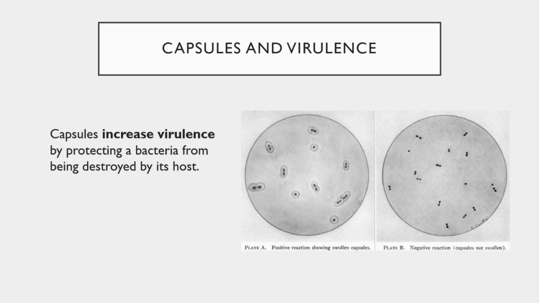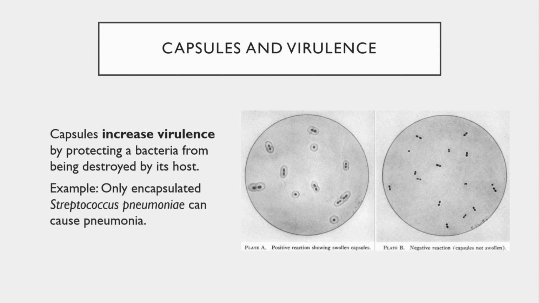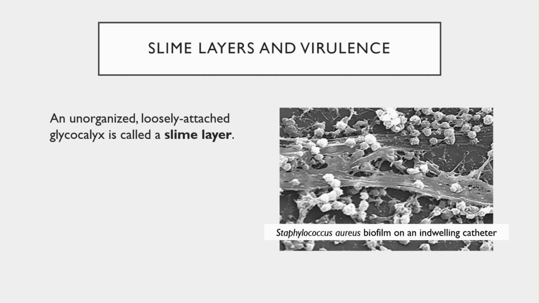This is why the capsule stain is so important when identifying pathogenic bacteria. For example, only encapsulated Streptococcus pneumoniae cause pneumonia. An unorganized and loosely attached glycocalyx is endearingly called a slime layer. Slime layers allow cells to attach to each other, attach to surfaces, and to form what we call biofilms.